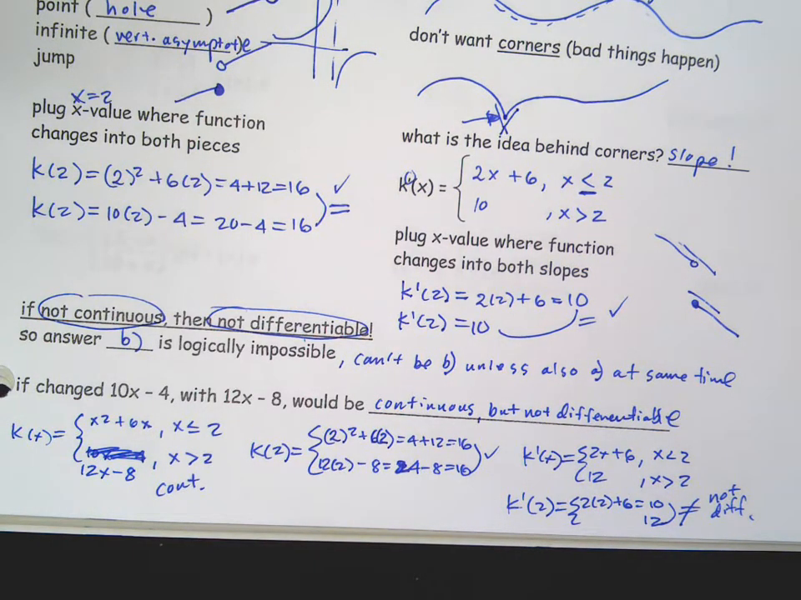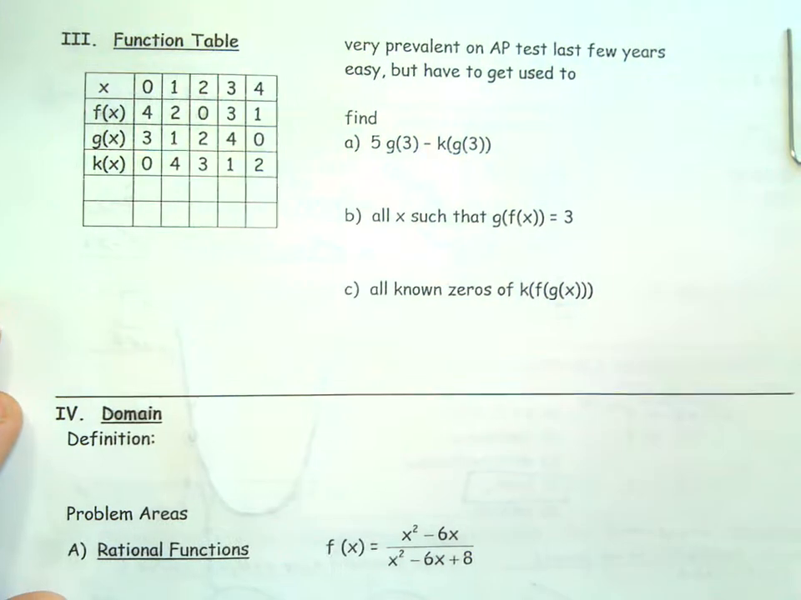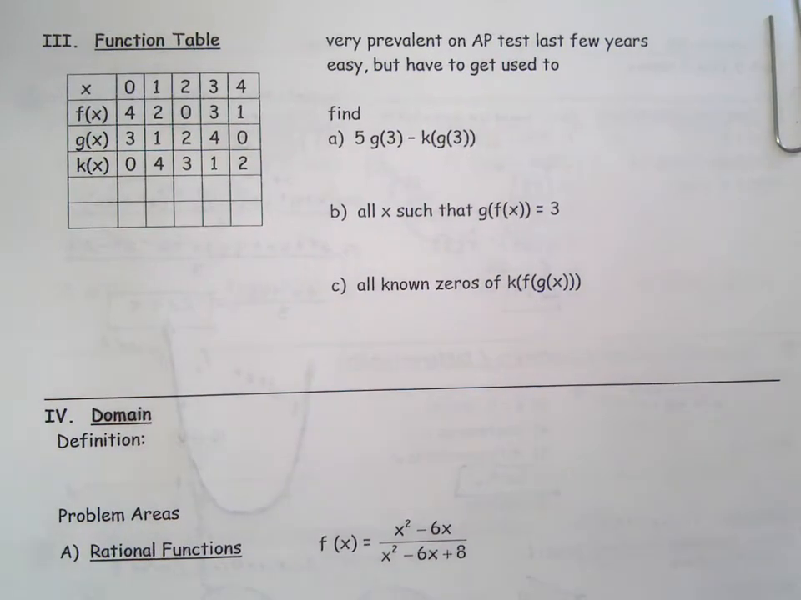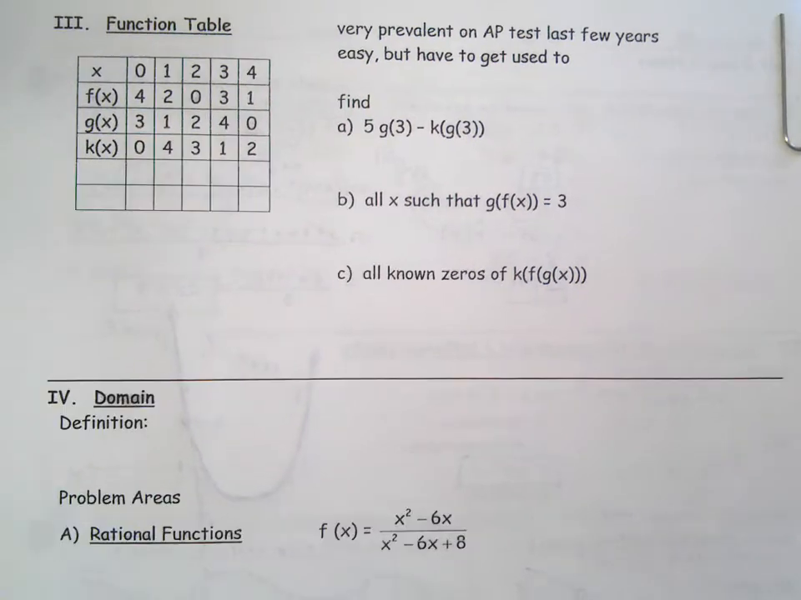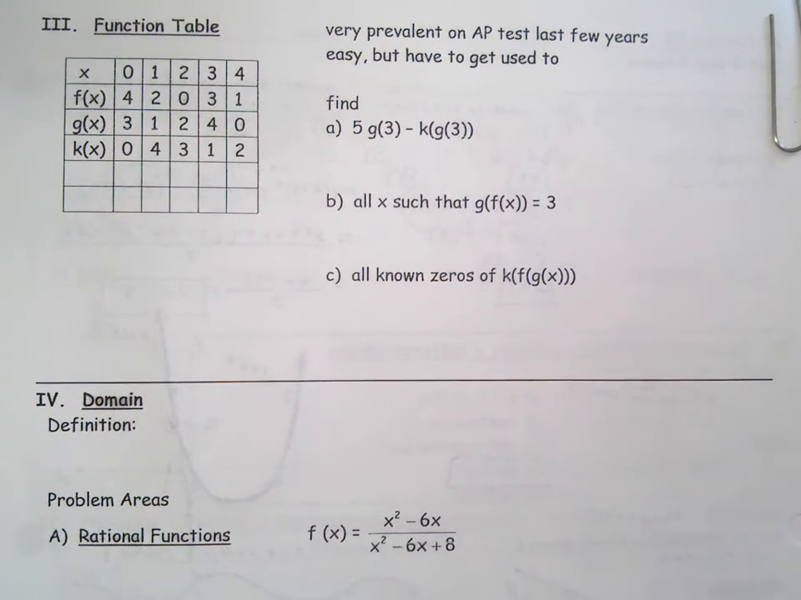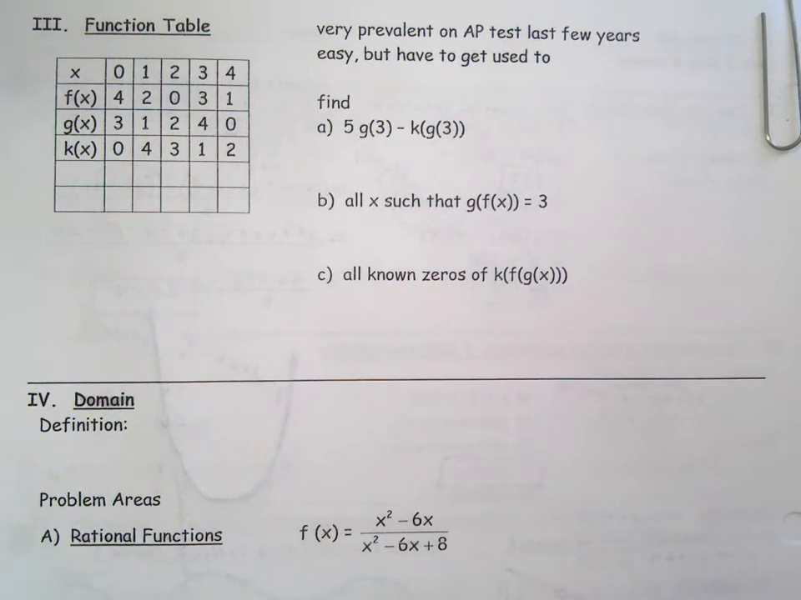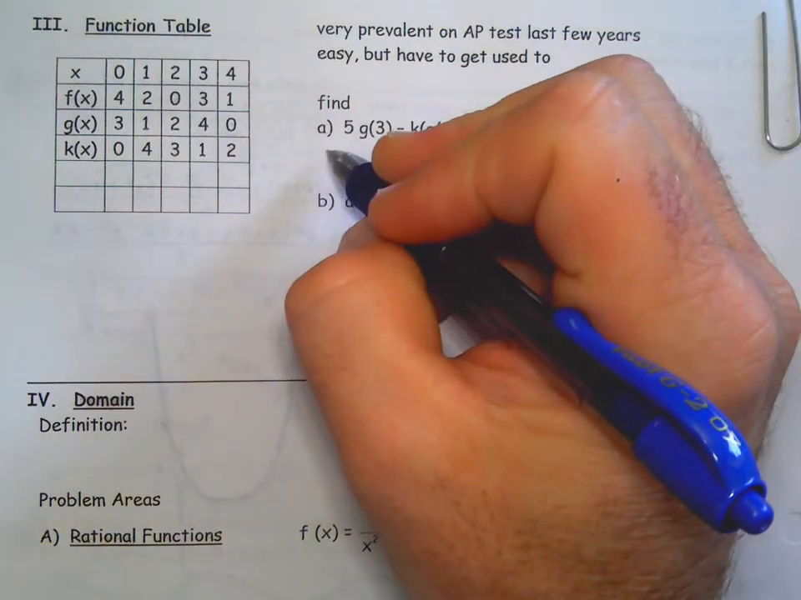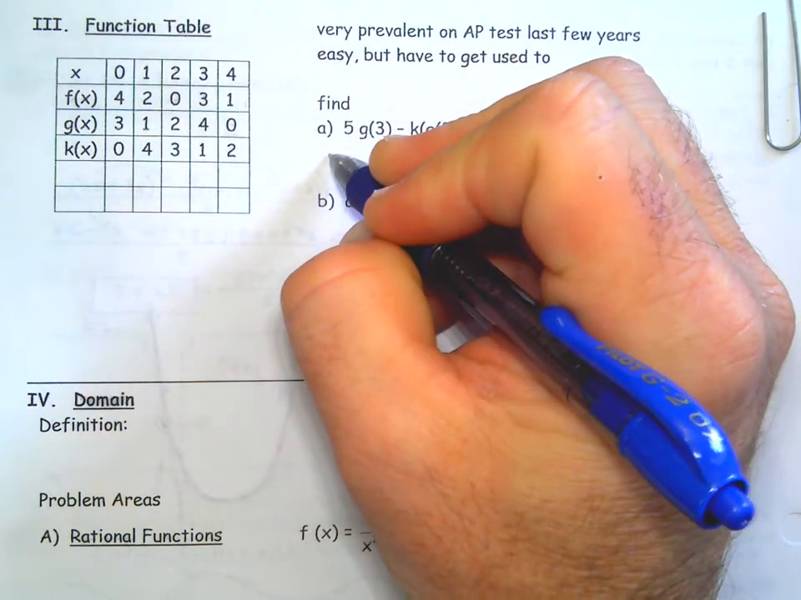On the back, we have another common thing on the AP test. It's called a function table, and it's really just a way of organizing information about multiple functions all together in a really nice kind of structure. And also, it avoids giving you the actual functions, which allows you to be tested on certain ideas without getting into all the possible ideas.